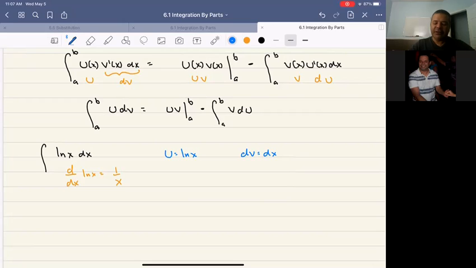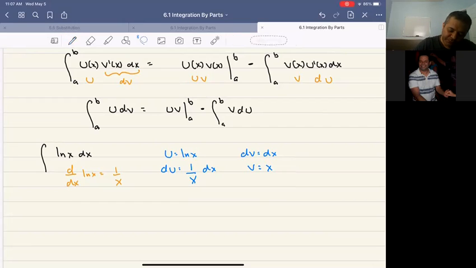So now du is 1 over x dx. We're going to keep that dx there. It's very common to do, and we need to do that. And then v, well, the antiderivative of 1 is just x. And we don't need the plus c here. We'll add the plus c on the end.